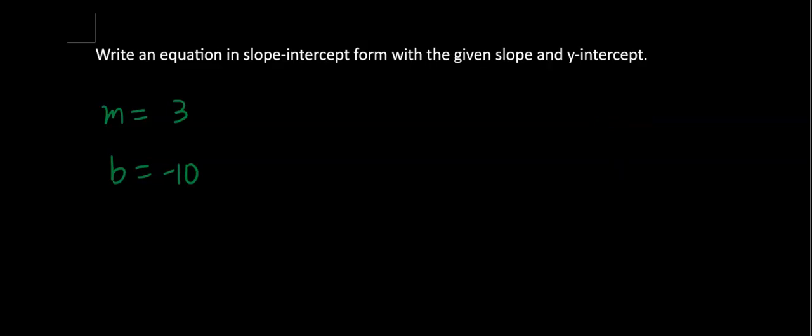So slope is, let's use a fraction, negative 2 over 3. And let's put the negative sign here, make it looking better. And the y-intercept, this time let's do a positive 10.